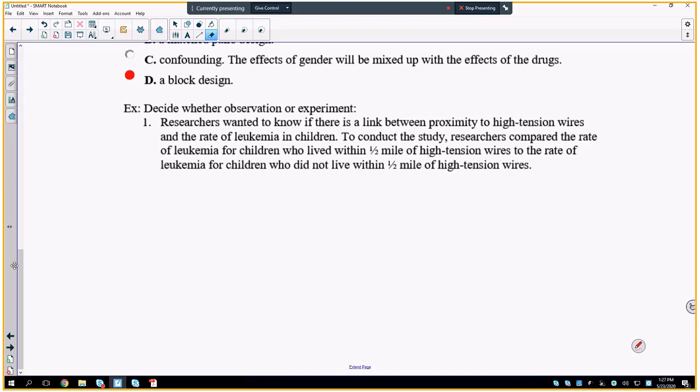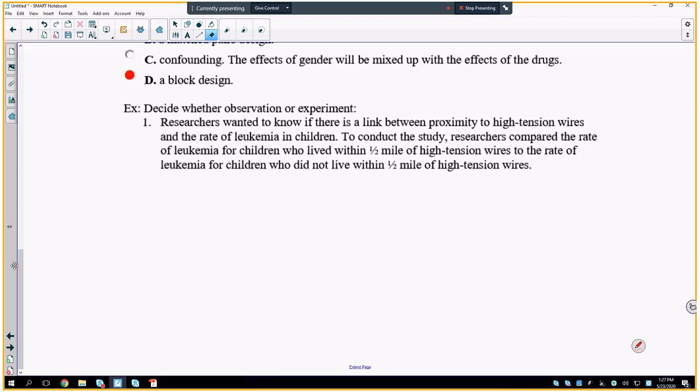Example, decide whether observation or experiment. Researchers want to know if there's a link between proximity to high-tension wires and the rate of leukemia in children. To conduct the study, researchers compared the rate of leukemia for children who lived within half mile of high-tension wires to the rate of leukemia for children who did not live within half mile of high-tension wires. So is it an observational study or a controlled experiment?